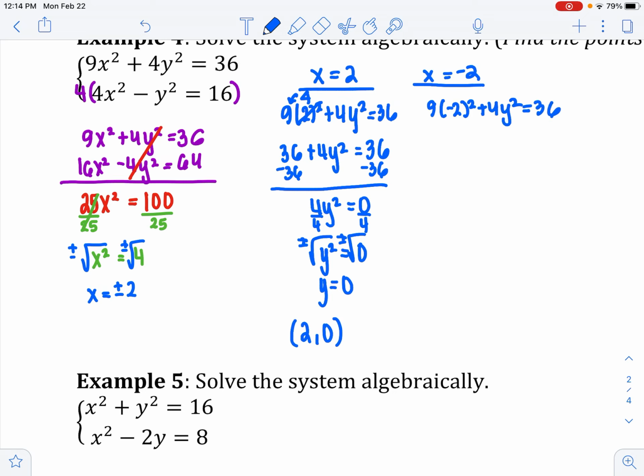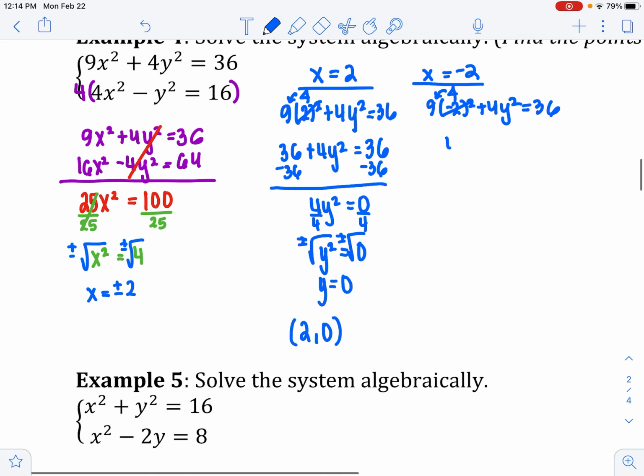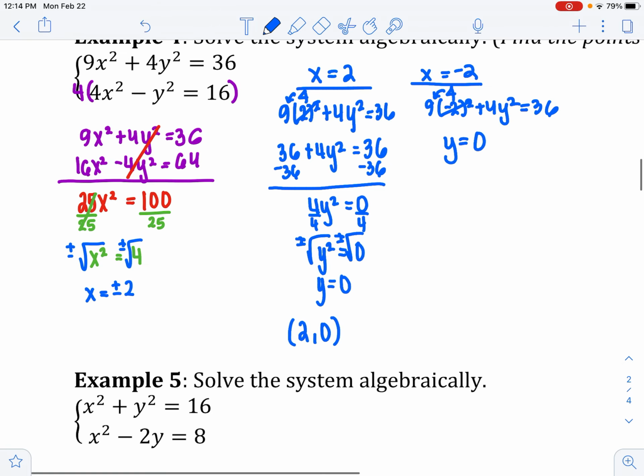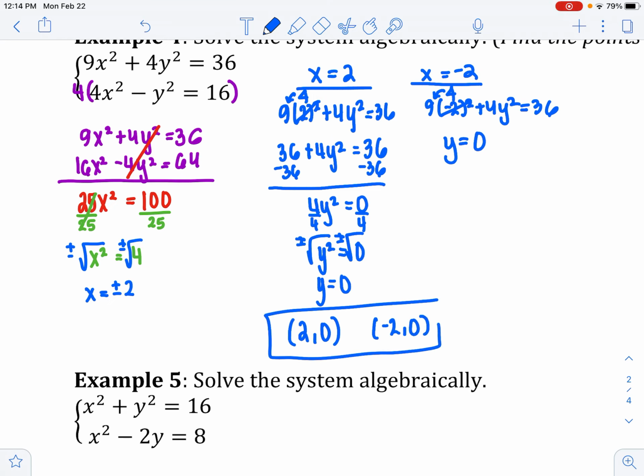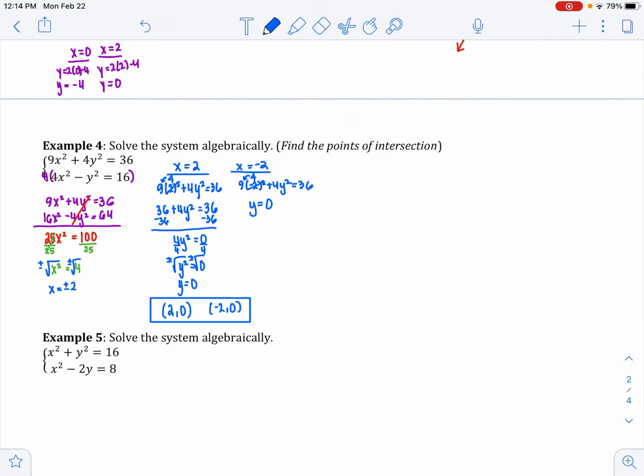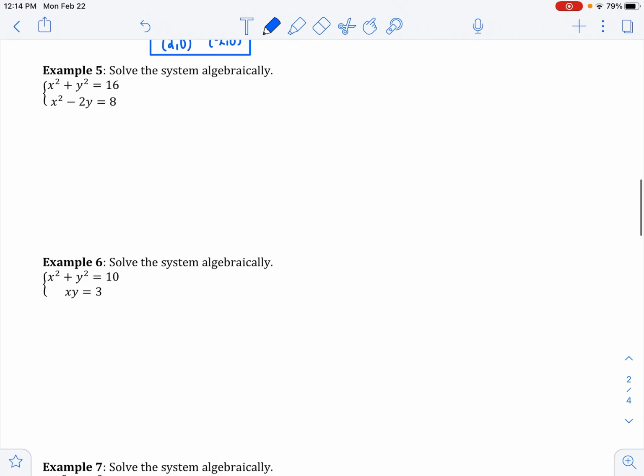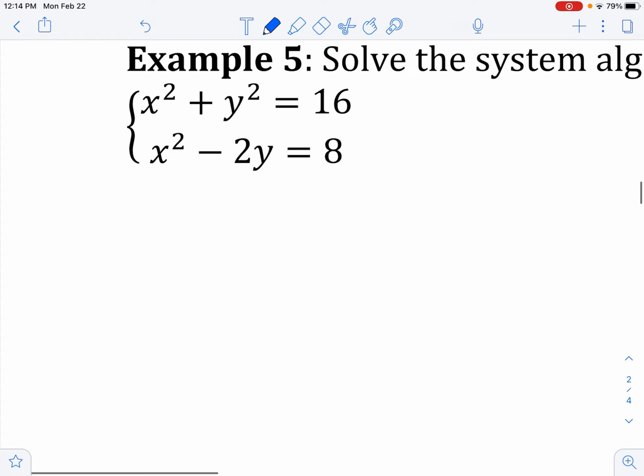All right, now I'm going to plug in -2. So I'm going to do 9 times -2 squared plus 4y squared equals 36. Square your -2, which is 4. Now I multiply and get 36, subtract 36, divide by 4, square root. I'm going to end up getting y equals 0 again, so I don't have to show all that math again. My second solution is -2, 0. There they are. 2, 0, and -2, 0 are the points of intersection.